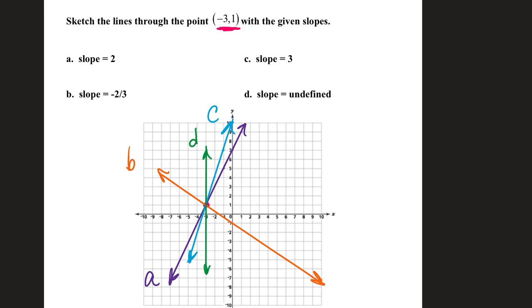And then finally, line D, an undefined slope. Remember, slope is vertical change over horizontal change. If that's undefined, then you have a vertical line because there's no horizontal change, only vertical change. And so from your point -3, 1, just draw a vertical line through it, and that'll be line D.